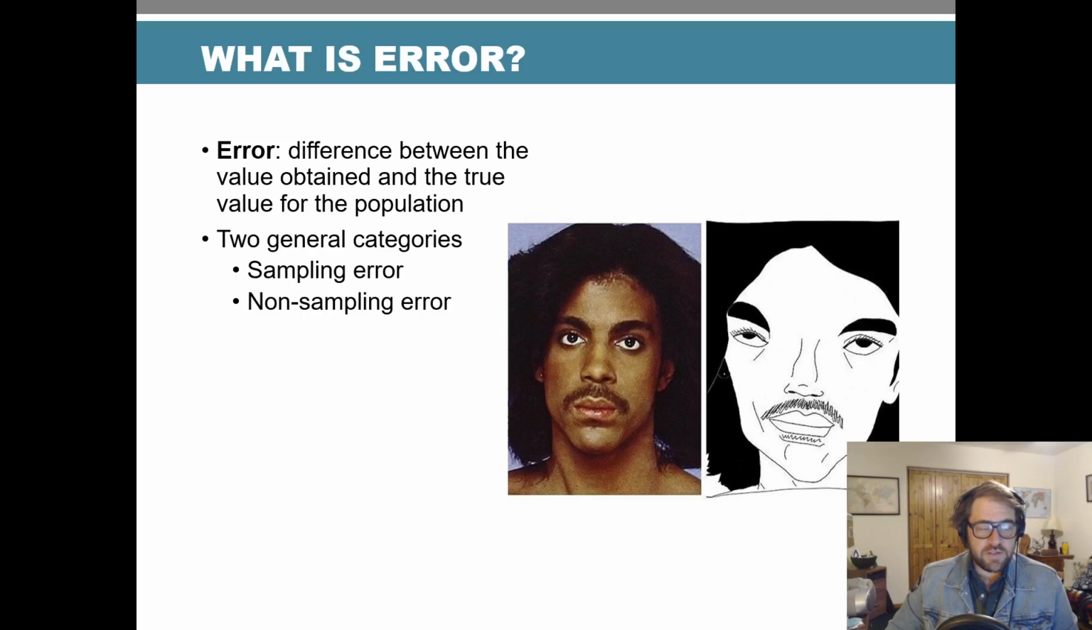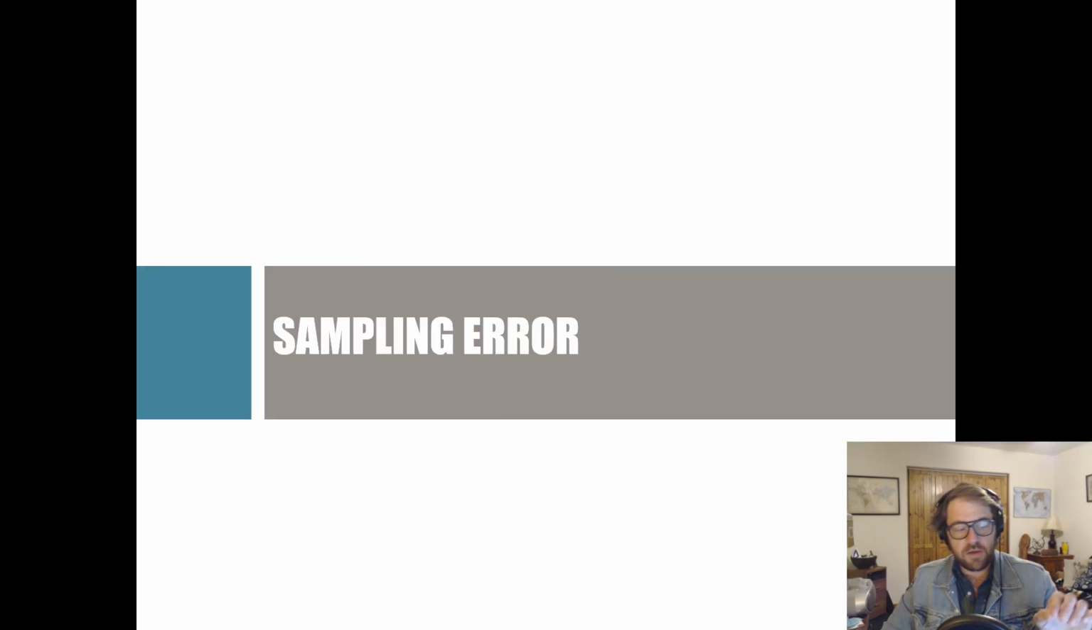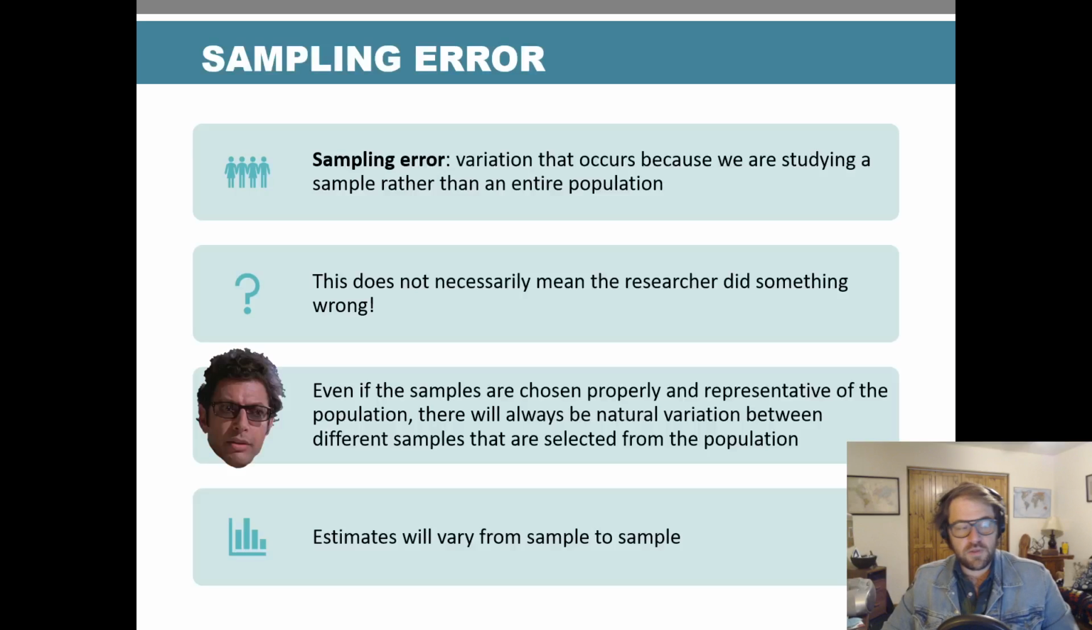And then, like we talked about, within that category of error, between that discrepancy of the actual value of the population and what's obtained, there's two different types, sampling error and non-sampling error. Let's first talk about sampling error. So sampling error is just variation that happens because we're looking at a sample rather than the population. The researcher didn't do anything wrong in this case. It's just that's what's going to happen, right?